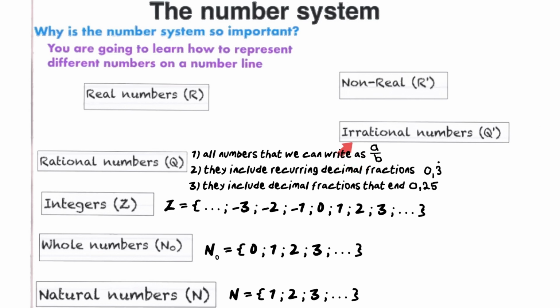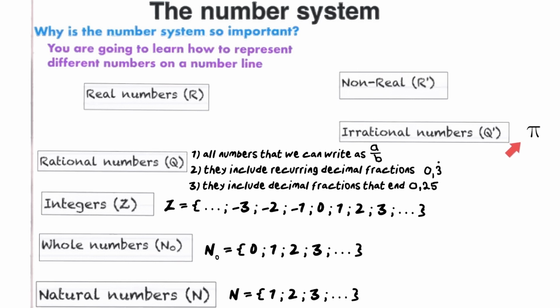Now we go to irrational numbers with the symbol Q and with a little accent sign right there. Now basically irrational numbers is all the things that rational numbers are not. So we cannot write irrational numbers as a over b. For example, pi. Pi is a decimal fraction. It's 3,14 and it continues all the way to infinity. So it's not a recurring fraction and it also doesn't end. And we cannot write pi as a over b.